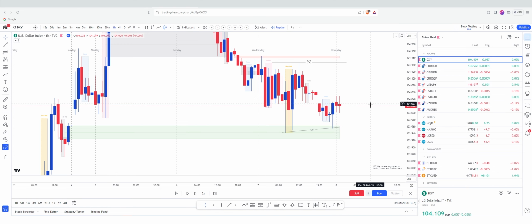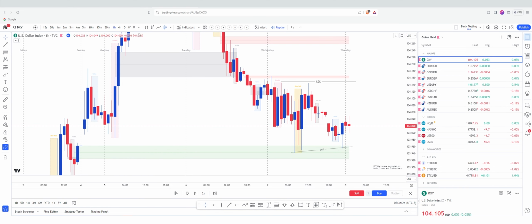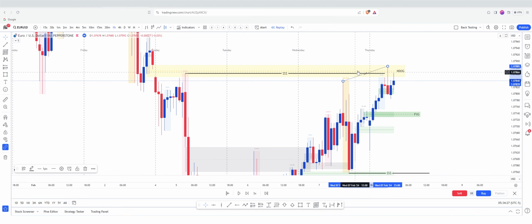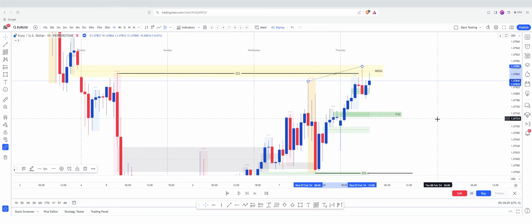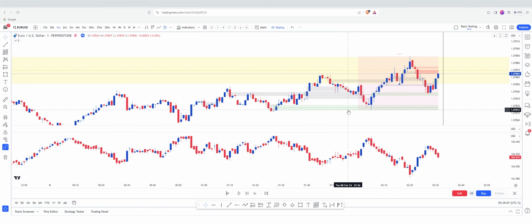Looking for higher prices. So again, this does support the thesis that I am expecting the Dixie to be bullish for the macro and the euro to be bearish. So I'm going to be looking for shorts in this macro. So here we are on the 1 minute chart prior to the macro opening.